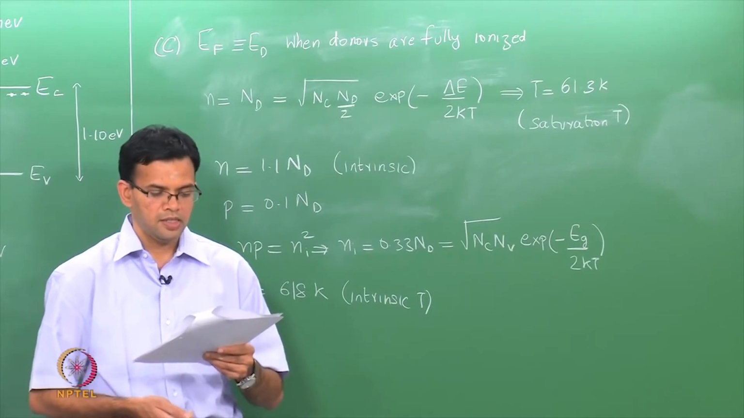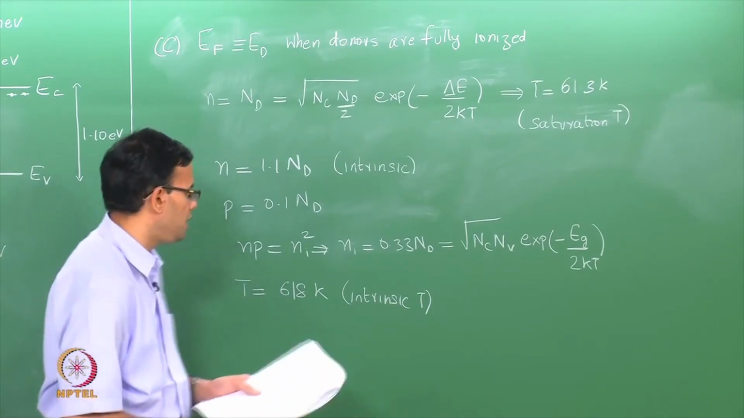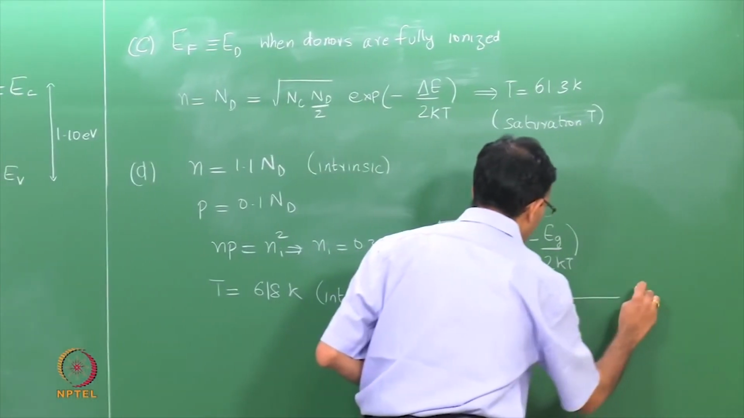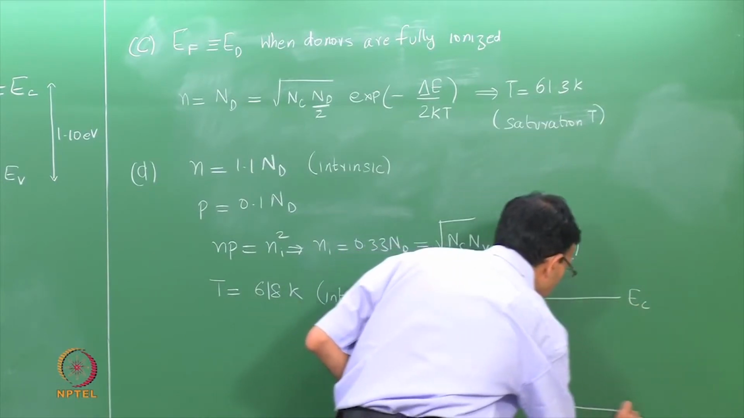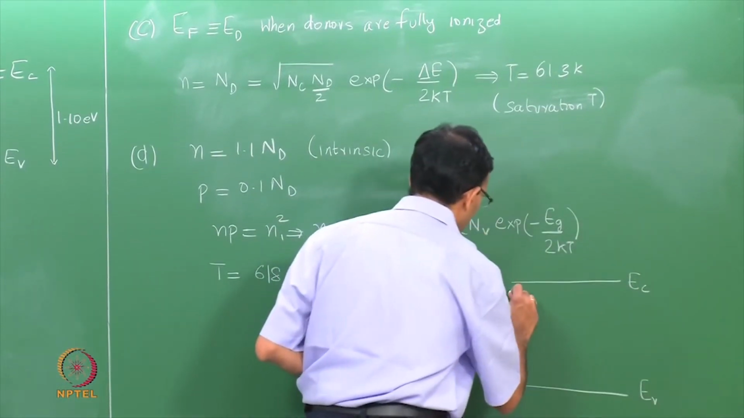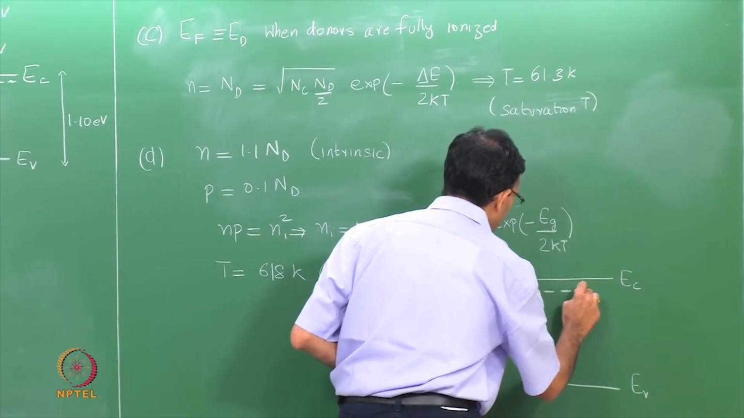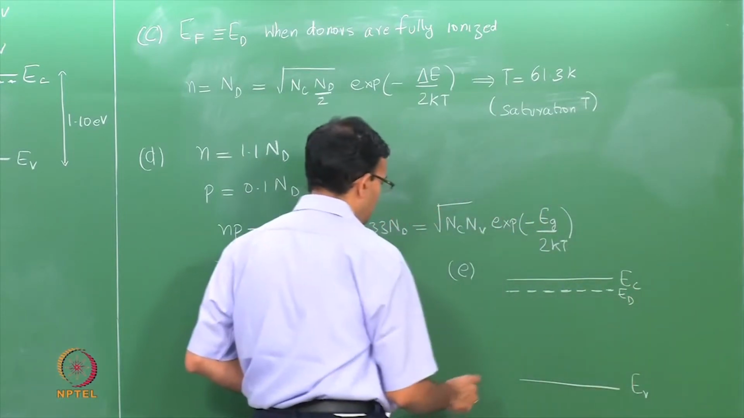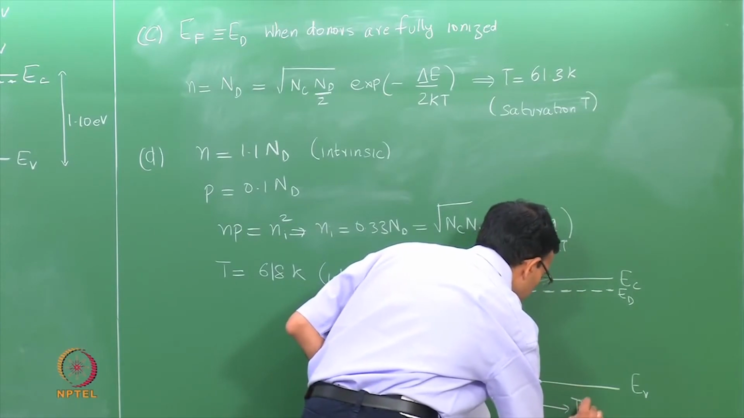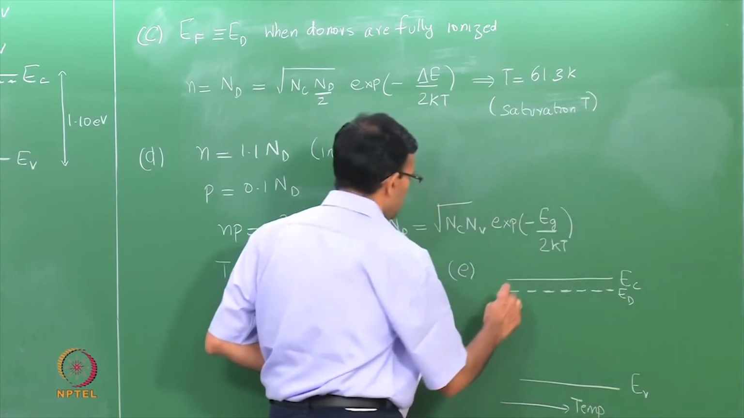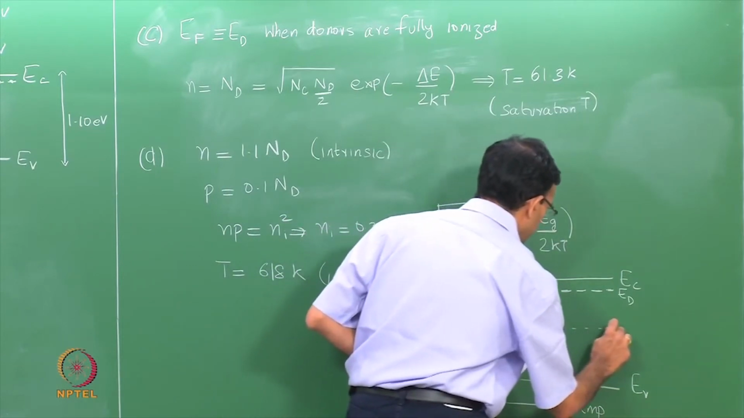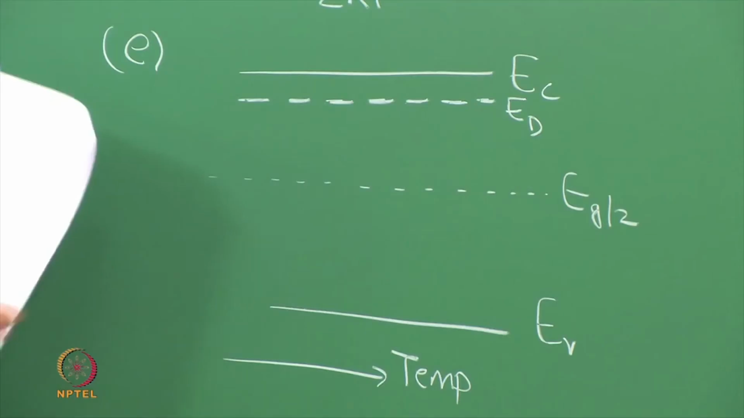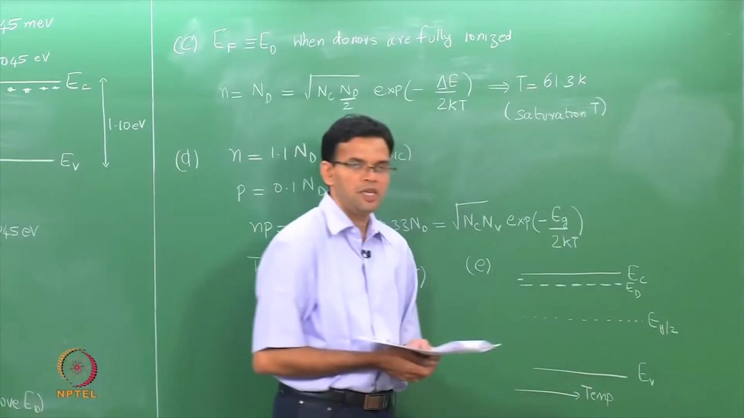So, in part E, sketch schematically the change in Fermi level with temperature. Let me just draw it here. This is your conduction band Ec, this is the valence band Ev, these are my donor levels Ed. Just for schematic, let me take this to be a temperature axis, and this is the center of the band gap, Eg over 2. So, at 0 Kelvin your Fermi level starts to be here.